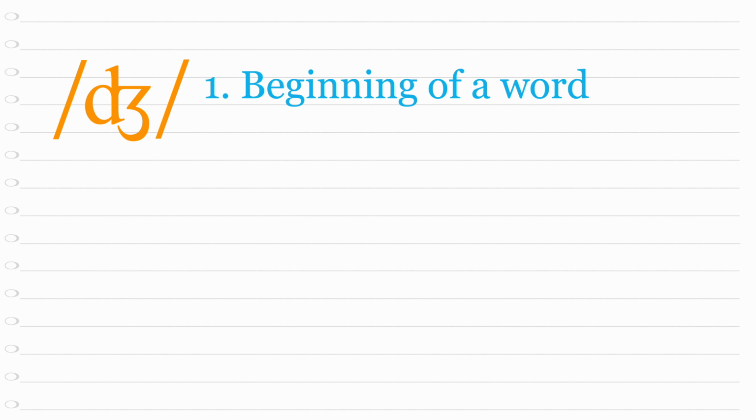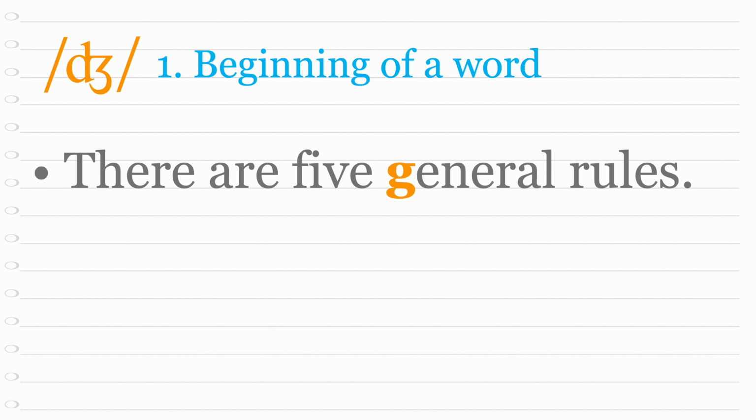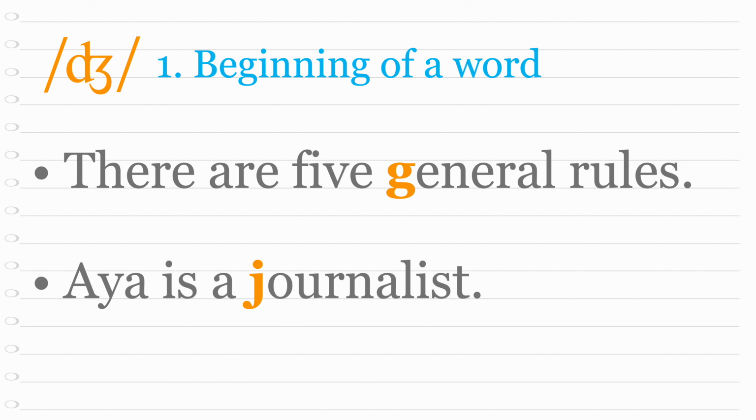Firstly, let's look at the sound j at the beginning of a word. There are 5 general rules. General. Please repeat. There are 5 general rules. Next. Aya is a journalist. Journalist. Please repeat. Aya is a journalist.